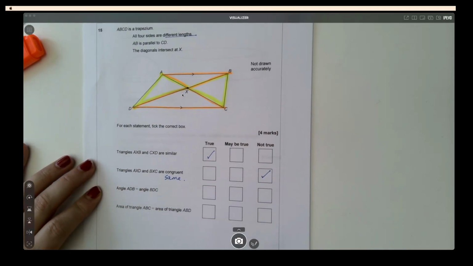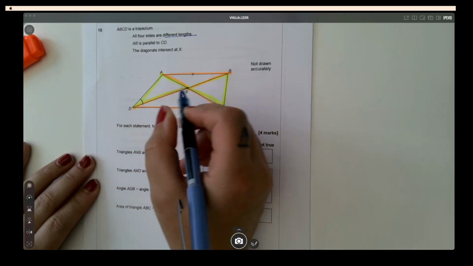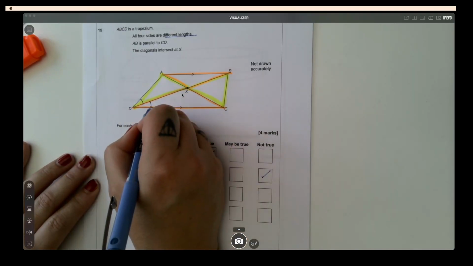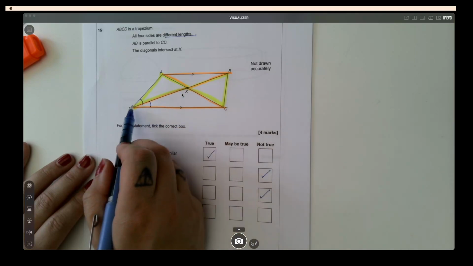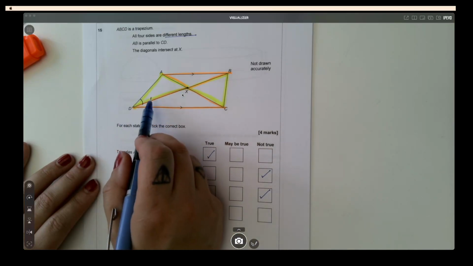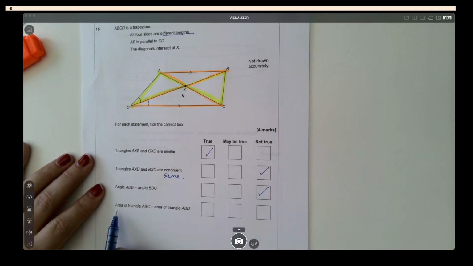Angle ADB equals angle BDC. ADB, BDC, these two angles. This is not true. There is no rule that would make these angles be equal. And then the last question, area of triangle ABC is the area of triangle ABD.